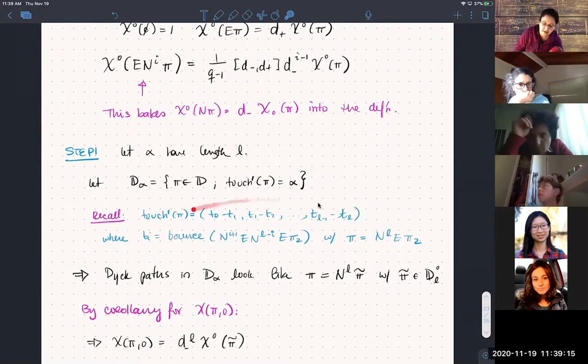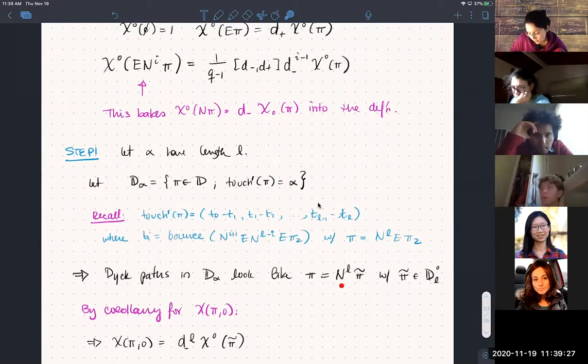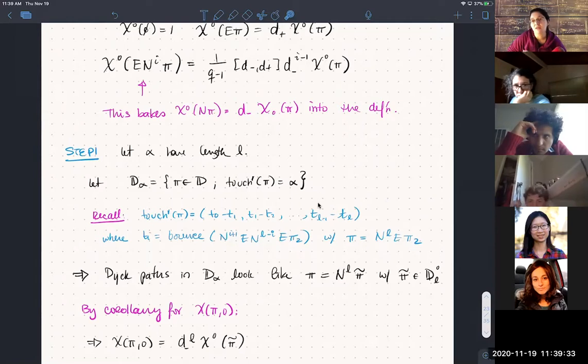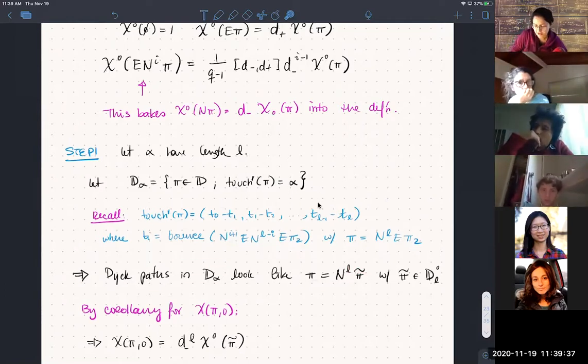Why am I reminding you of this? Because the point is that any dict path in this set that has touch points alpha has to look like you first do L north steps and then you do something else. So they all start with L north steps, where L is precisely the length of alpha, right? So this is a characterization that's going to be really useful.